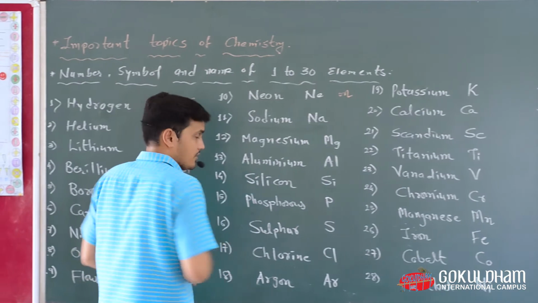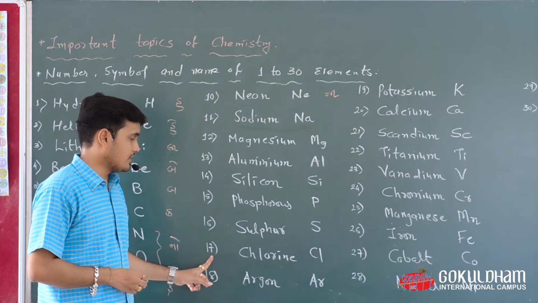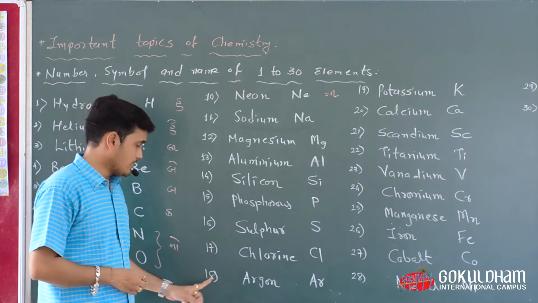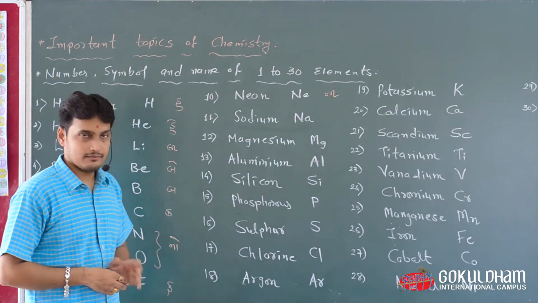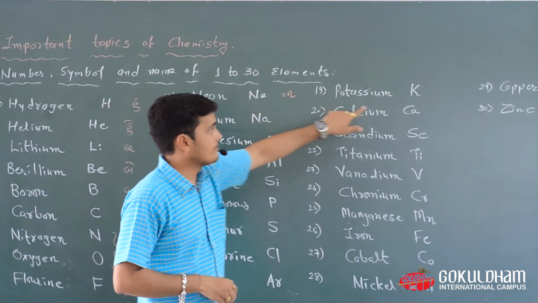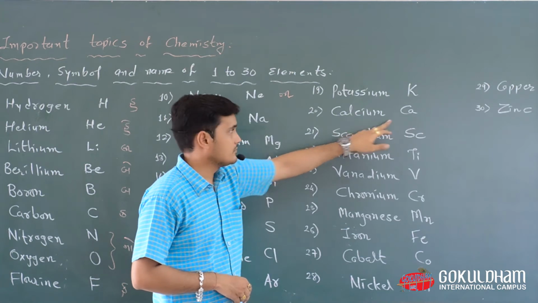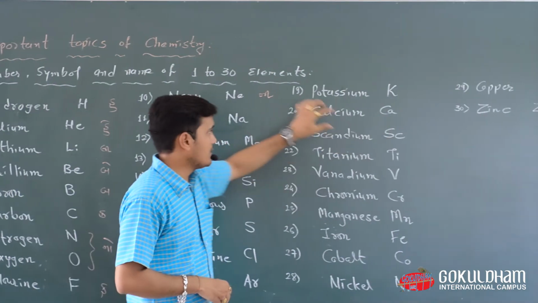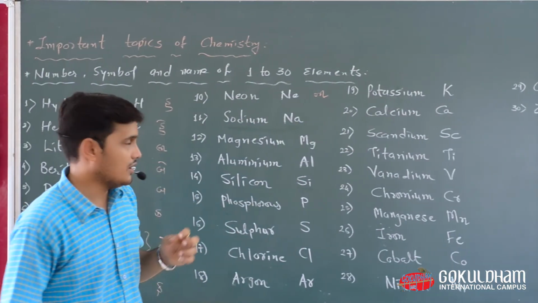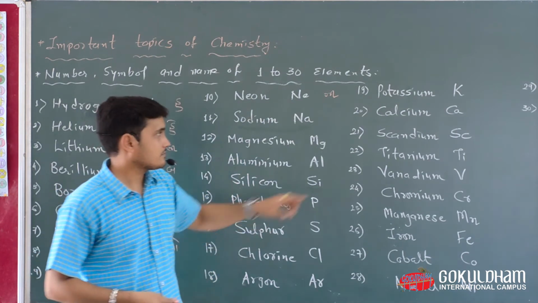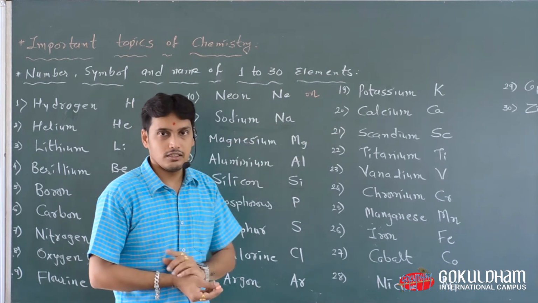15th number is phosphorus, 16th is sulfur, 17th is chlorine, 18th is argon. Argon is a non-reactive gas. 19th is potassium, symbol K. 20th is calcium, symbol Ca. We also know that calcium is a very important element for our body, our teeth, and our bones. Calcium is the last element of 11 to 20.